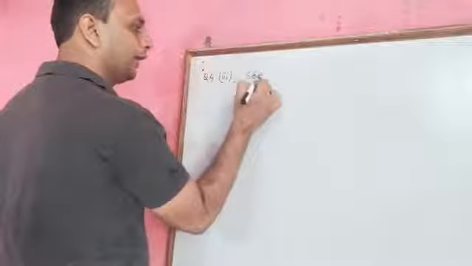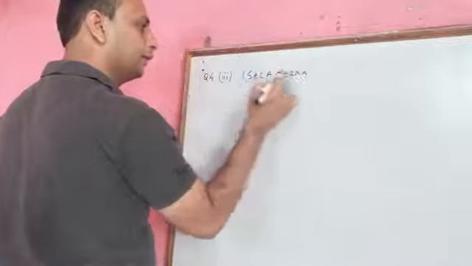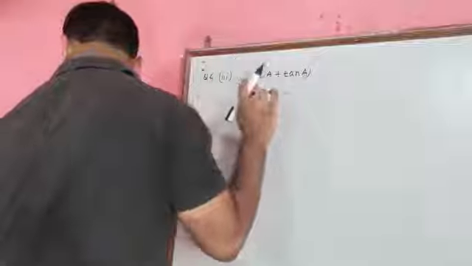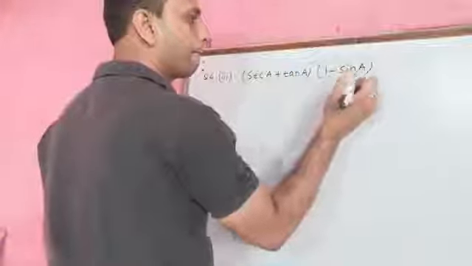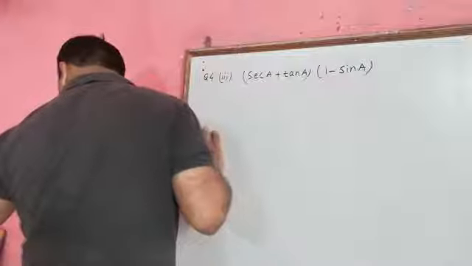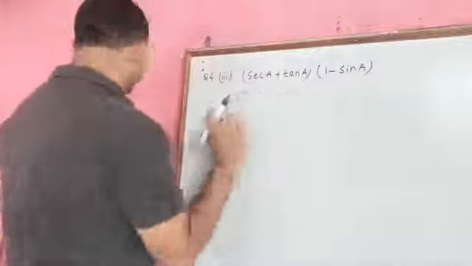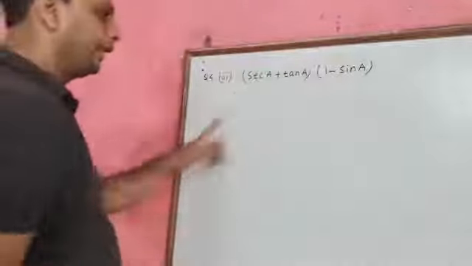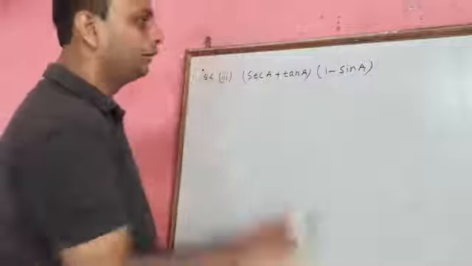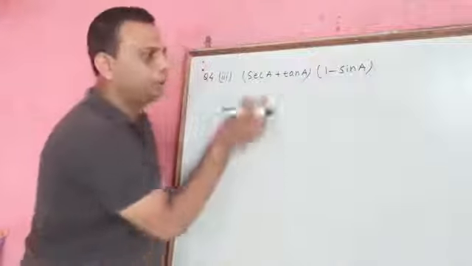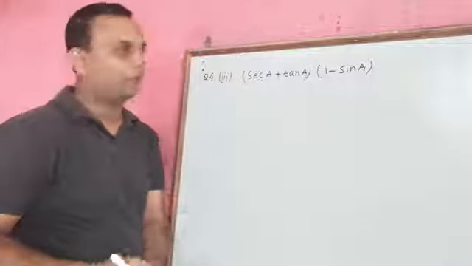Sec A plus tan A, 1 minus sin A. And there the 4 options are given. 4 options are sec A, sin A, cosec A, cos A. And we have to tell what this will equal to which trigonometric ratio. I have told one method. First try to convert in the form of sin and cos.